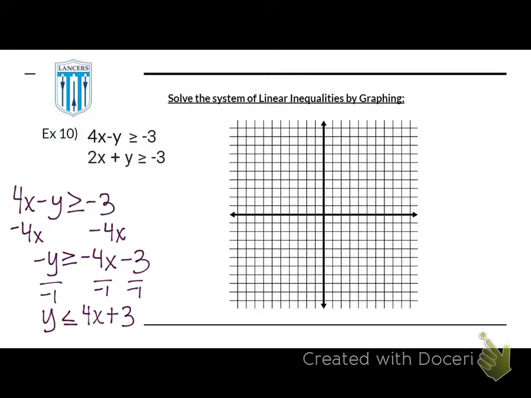For Marion, where do we start? On the 3. What about the 3 on the y-axis? Positive 3 on the y-axis. Then we go up 4, right 1, or down 4, left 1. And our line through these points should be a solid line. We are going to shade below this line. Make sure you're basing your shading off of when it's in slope-intercept form. Questions, concerns?